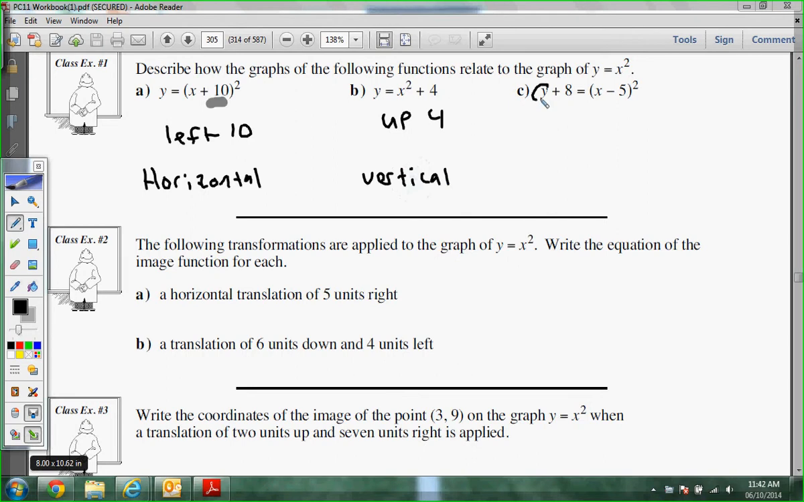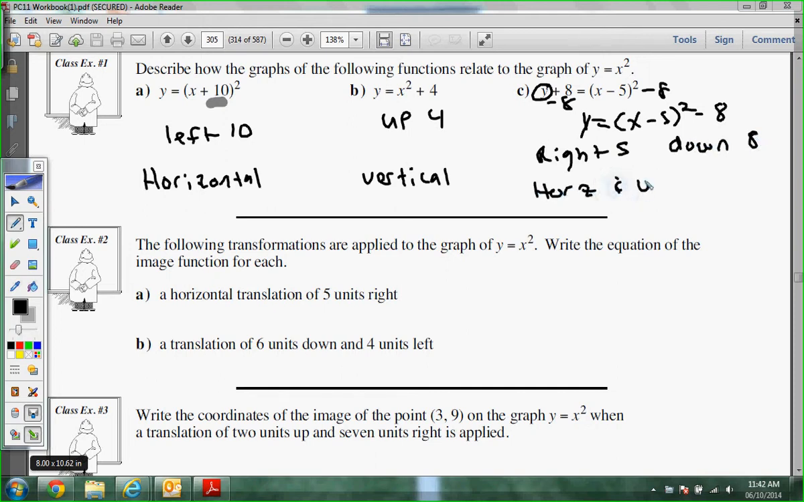This one's issue is I need y by itself. So I'm going to subtract the 8 real quick, and I'm going to have y by itself and I'm ready to go now. So I'm going to have 2 movements: right 5, so opposite, and then down 8. So it has a horizontal and vertical movement.